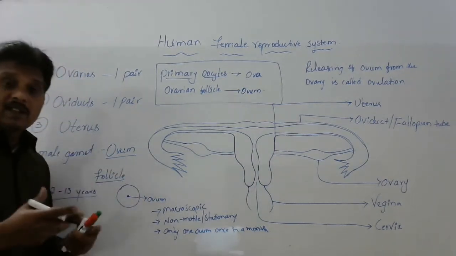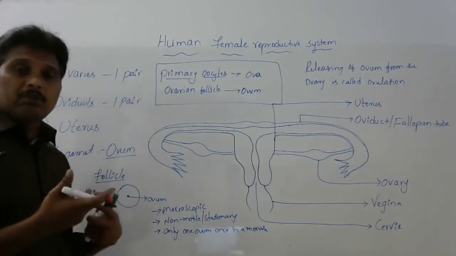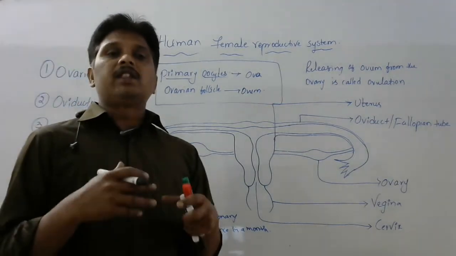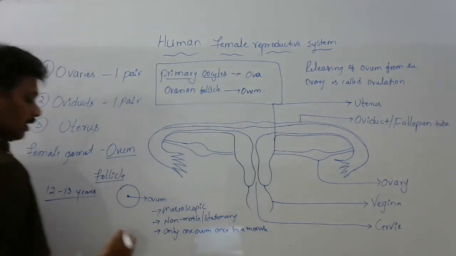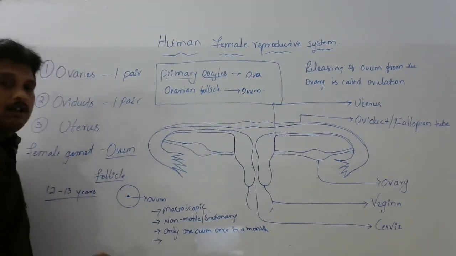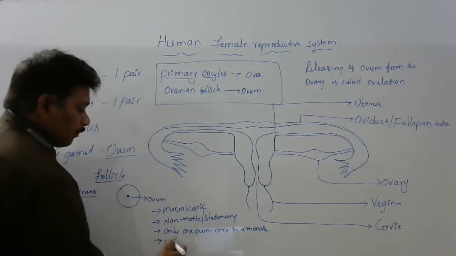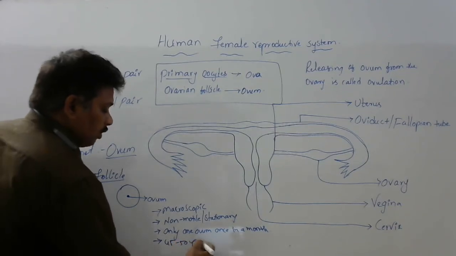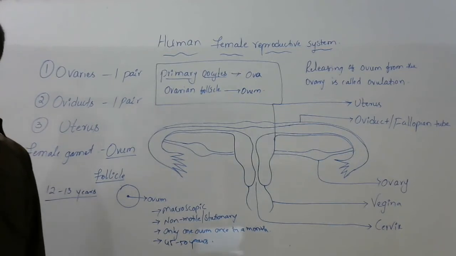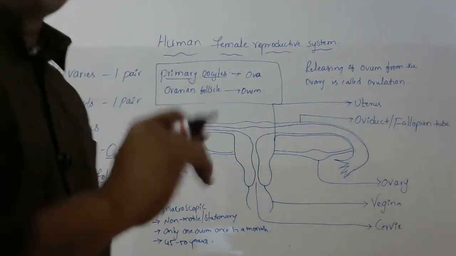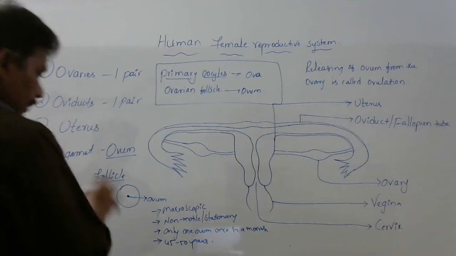Next, the male reproductive system can produce male gametes till the death of the individual, whereas the female body can produce female gametes only up to 45 to 50 years of age. This is about the female gamete.